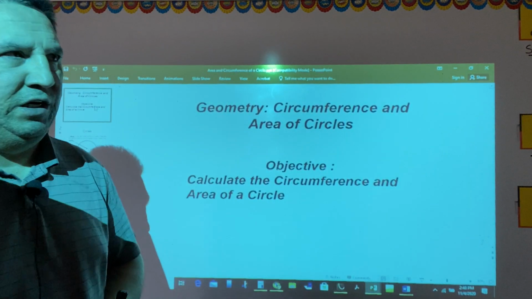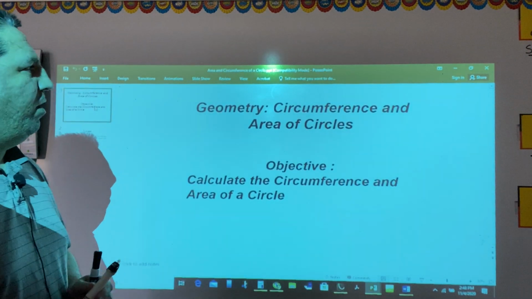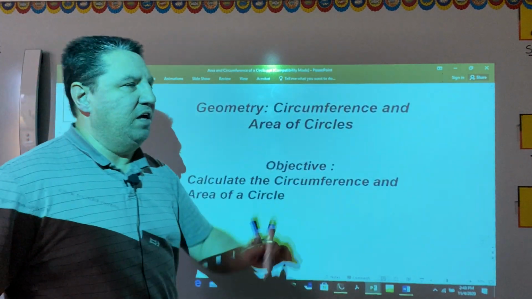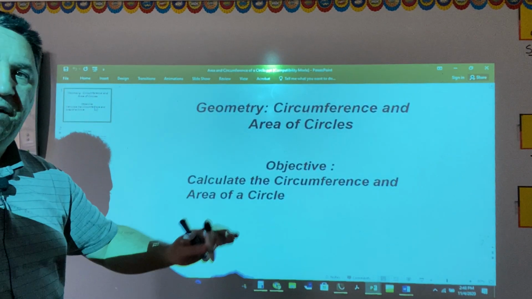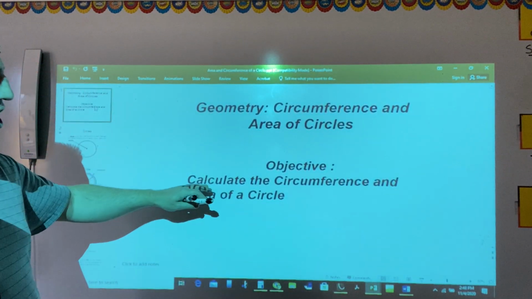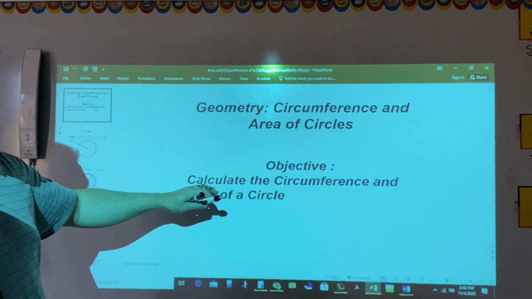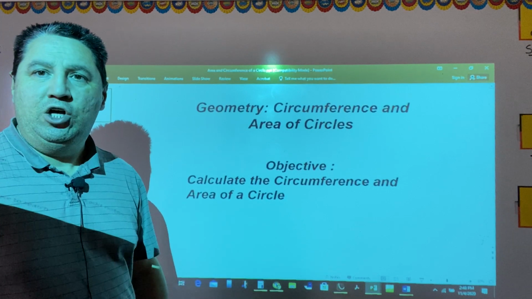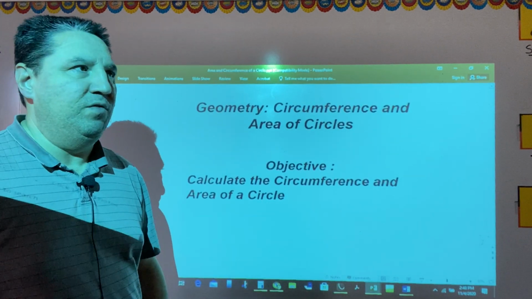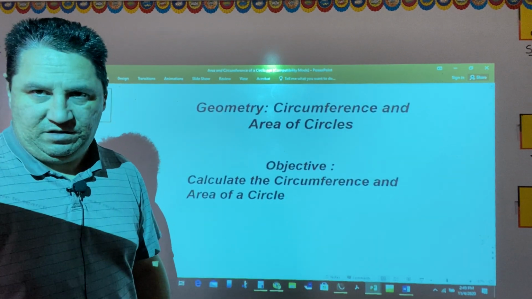Today we'll talk about circumference and area of circles. We have a few objectives. We use formulas of circumference and area to calculate the area and circumference of a circle.